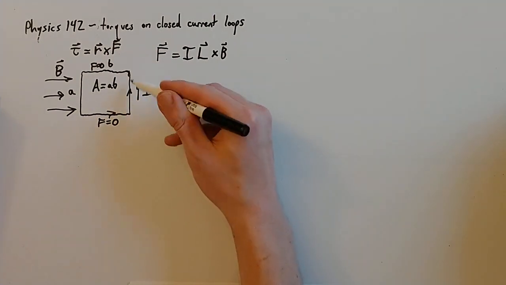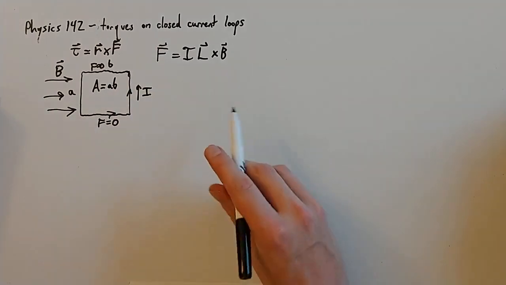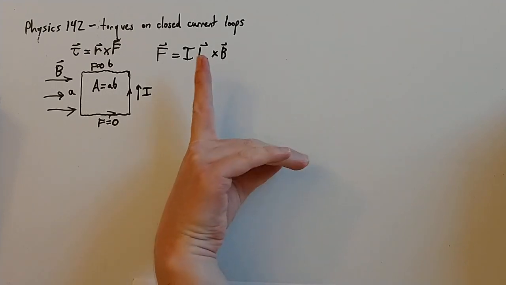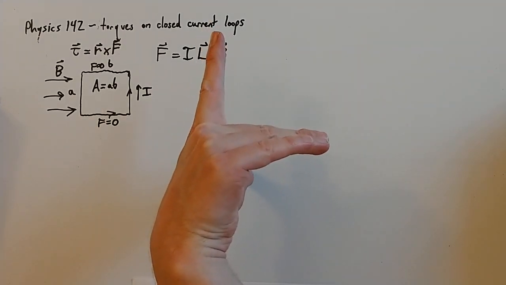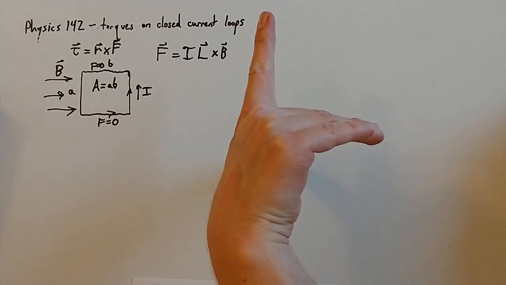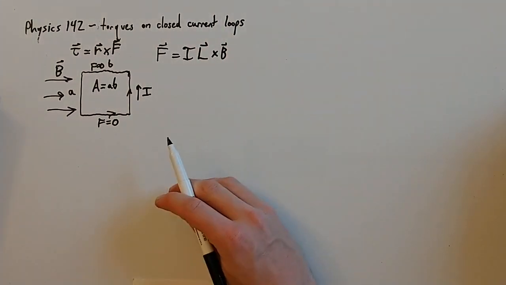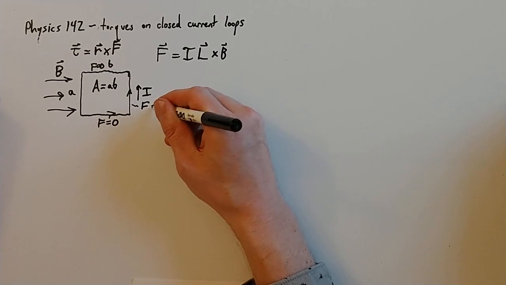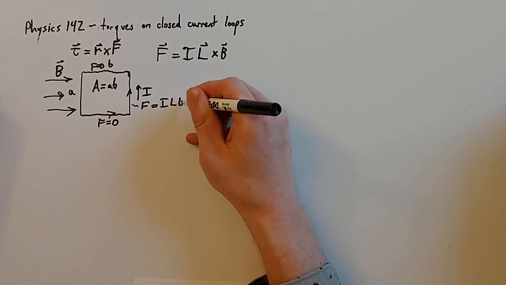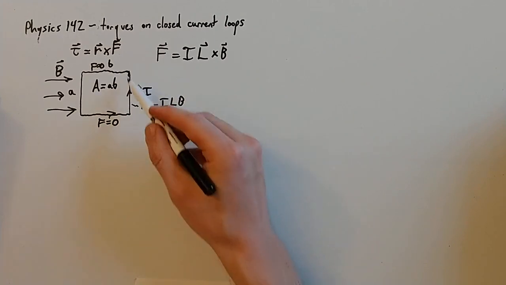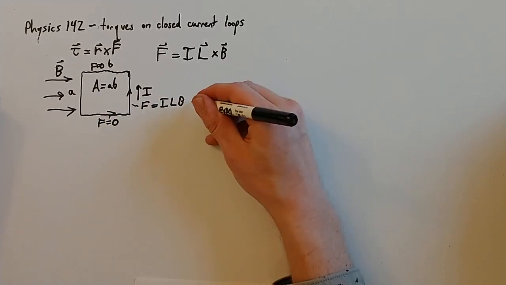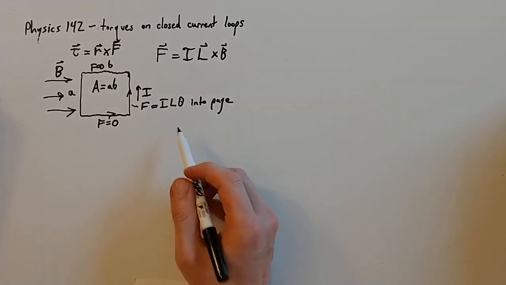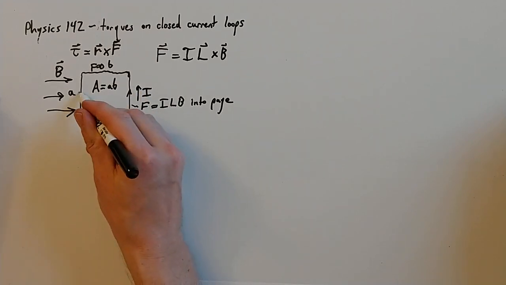But what about these side segments here? In this segment, the I is up and B is to the right, and so that's going to leave my thumb pointing, you can't really see this, away from you, into the whiteboard. So here, the amount of force on this part of the wire is going to be I times L times B times sine of 90, since they're perpendicular to each other. You get a force that's into the page. Over here, now the current is going the other direction.